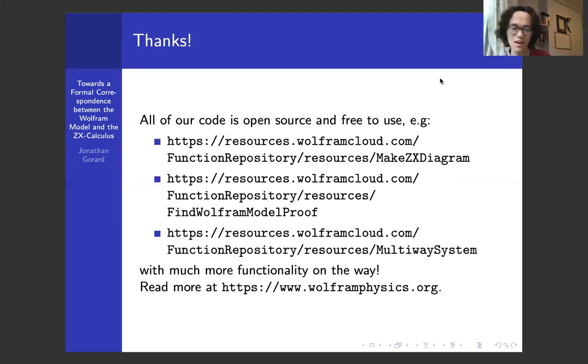And if you want to read more about what we've been up to, you can go read our preprints on the Wolfram Physics website. But anyway, that's a very, very quick overview of some of the stuff we've been doing at the interface between the Wolfram model and the ZX calculus. And I'd be very happy to take questions.